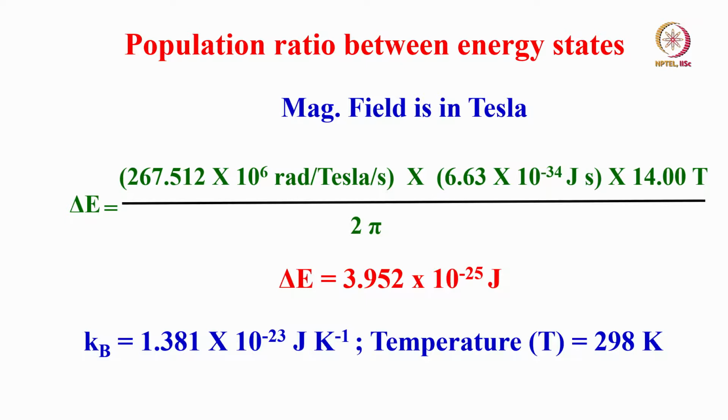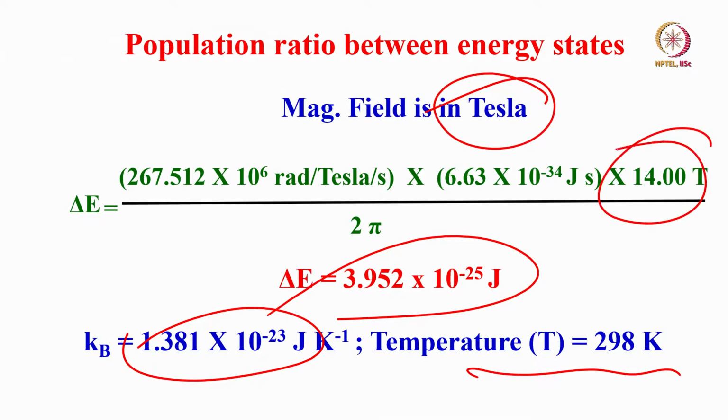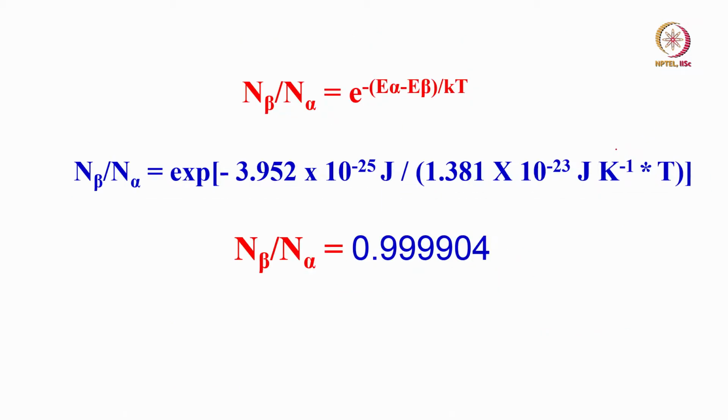I know what is gamma, I know the Boltzmann constant, I know the energy, and I know the magnetic field. Simply substitute all these parameters in this equation and calculate. Delta E turns out to be 3.9 times 10 to the power minus 25 joules. I know the Boltzmann constant. I know the temperature, ambient temperature 298 K, and the magnetic field should always be in Tesla, it is 14 Tesla. If you do that, what are you going to see?